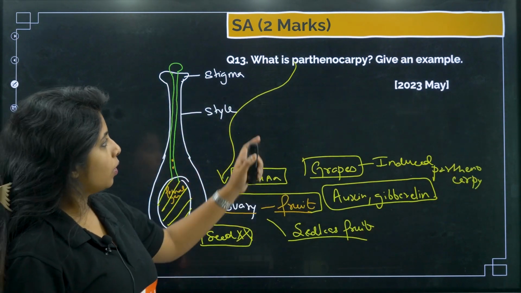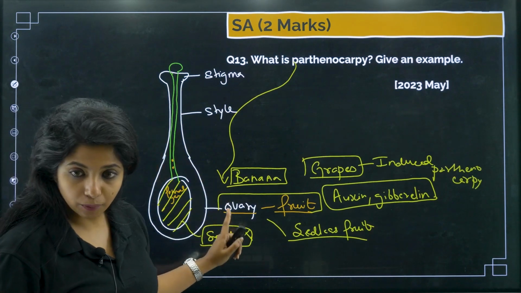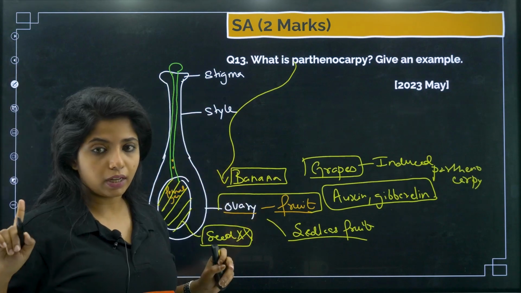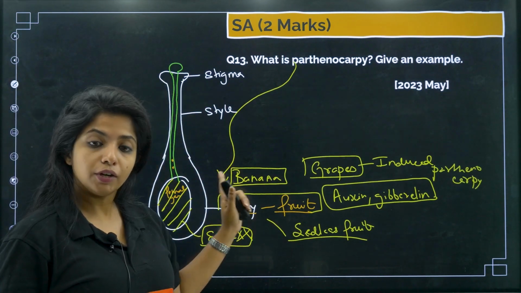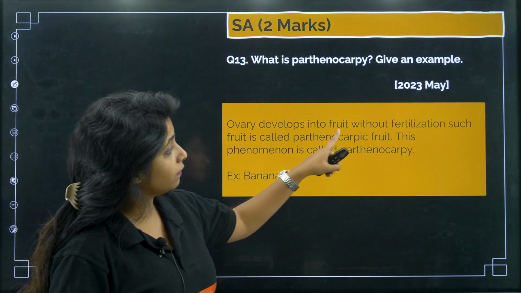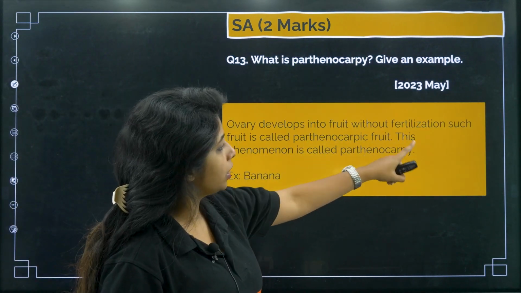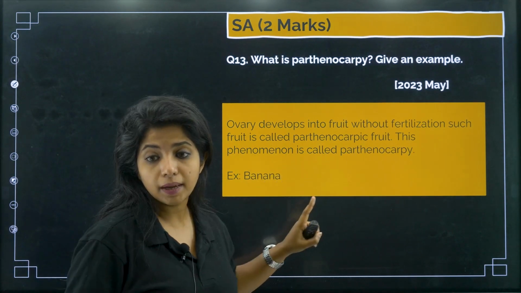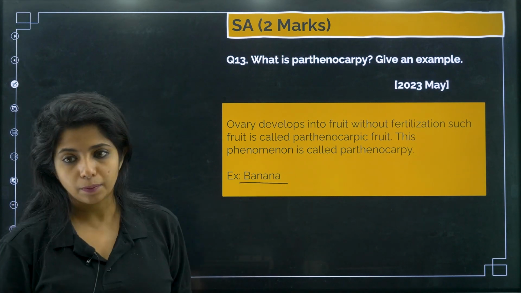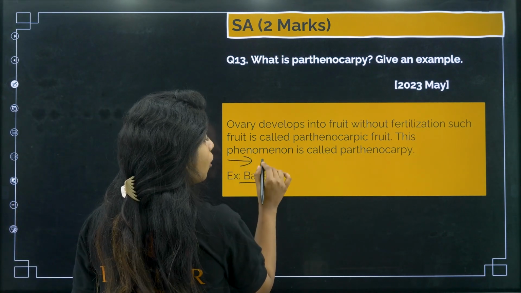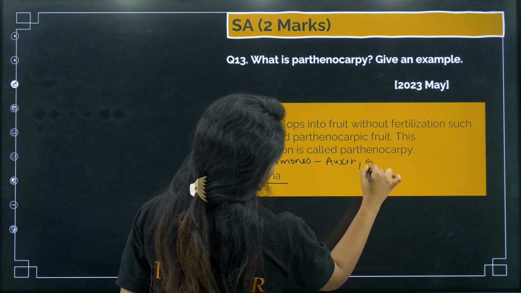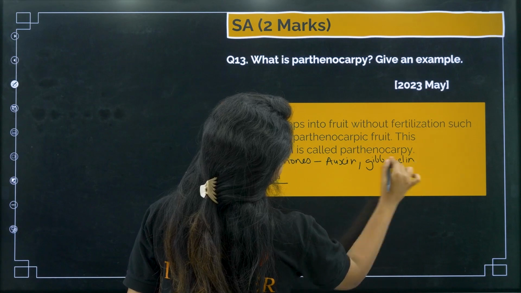So I hope you understood what is Parthenocarpy, where you are making ovary into fruit. There, in apomixis, you are making ovule into seed without fertilization. Over here, we are making ovary into fruit and there is no seed. So ovary develops into fruit without fertilization. Such fruit is known as Parthenocarpic fruit. This phenomenon is known as Parthenocarpy, and example is banana, and you can give the example of grapes also. You can write induced Parthenocarpy. You can write it is because of hormones like auxin and gibberellin.